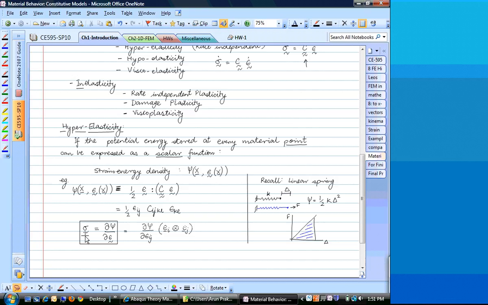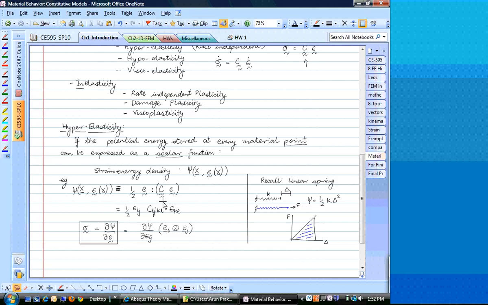And once you have this energy density function, there are a couple of consequences. First, if you load your material in one way and reach some state of stress, versus if you load your material in another different way and reach the same state of stress, then the energy stored in your system is still going to be the same. So what that means is it is path independent.